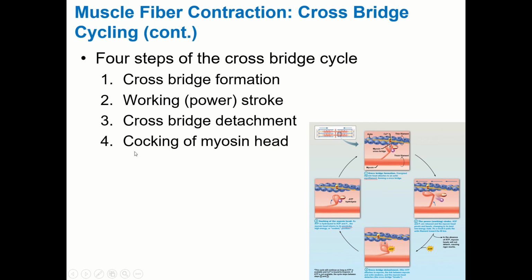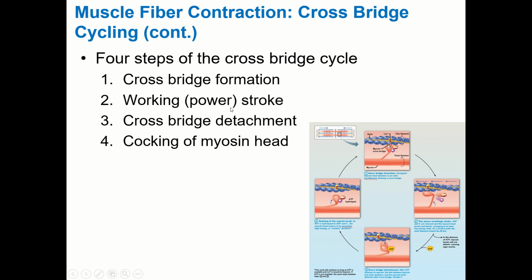So the way this is referred to in this textbook is as cocking of the myosin head. So the steps then, once those active sites on actin are exposed, myosin will jump up and attach to those sites, and that's your cross-bridge formation. And because a myosin head is kind of like a spring, it's going to do what a spring does, right? So it's going to pop into its lengthened position, or in this case, it's going to pop toward the midline. And so that's the working or power stroke.